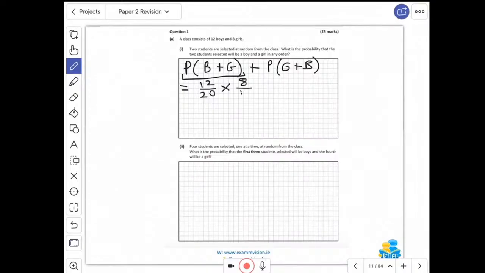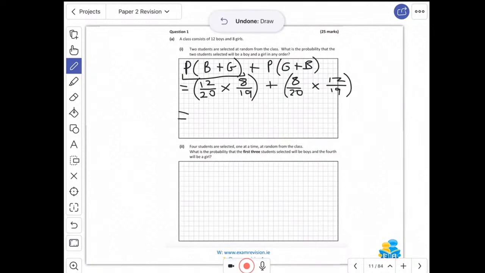But then I'm going to add that on to the other probability of picking the girl first, because remember it said in any order. So that's going to be 8 out of 20. And we're going to multiply that by the probability of picking the boy next. So there's 12 boys, but now there's only 19 students in the class. And you can pop that into your calculator and you should get an answer of 48 out of 95.